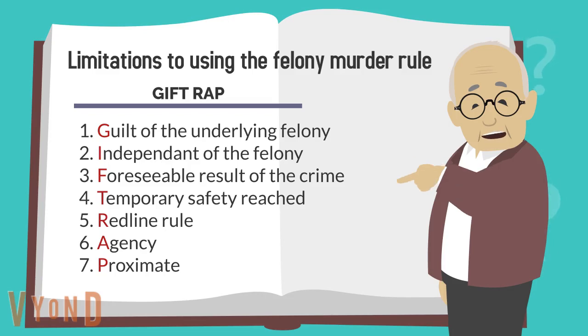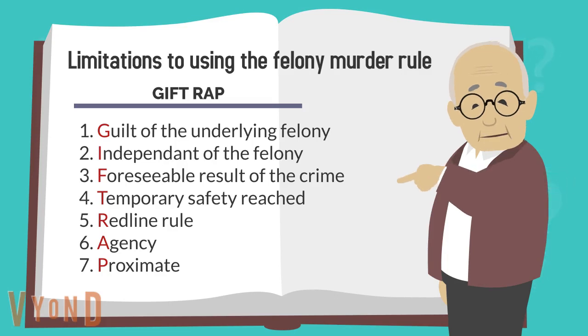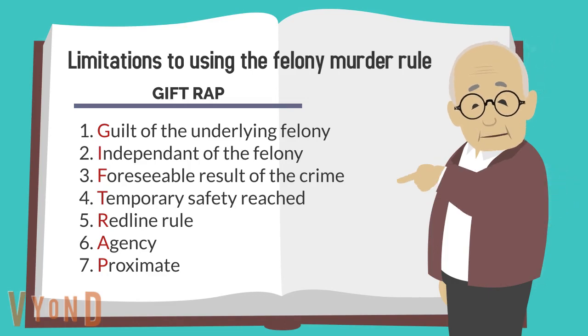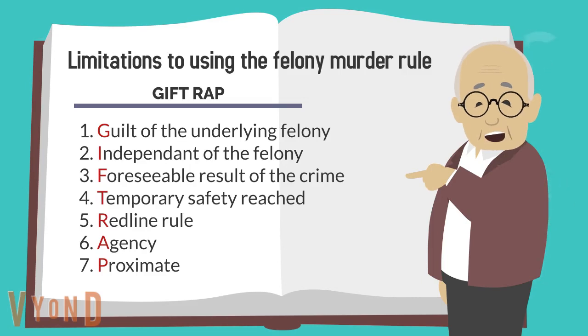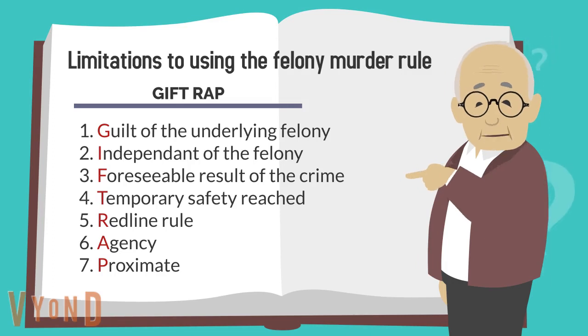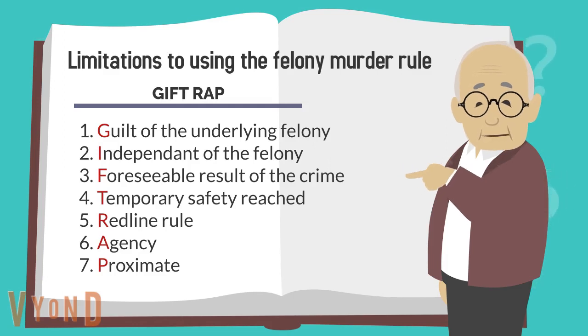If the felony murder rule is enacted, you need to look for these limitations. 1. They must be guilty of the underlying felony. 2. The felony must be independent of the killing. 3. The death must be foreseeable. 4. The death must be during the commission of the crime, not after leaving the scene. If the death is one of the co-felons and is caused by a victim resisting or a police officer, the red line rule will take effect and the felony murder rule will not be allowed. Agency and proximate are the minority rules.